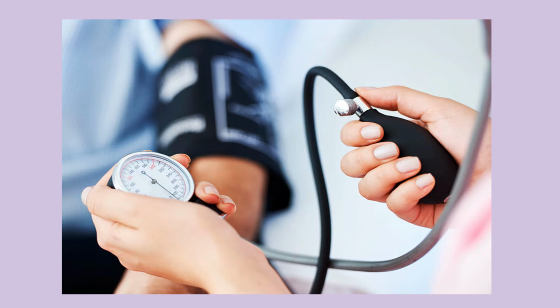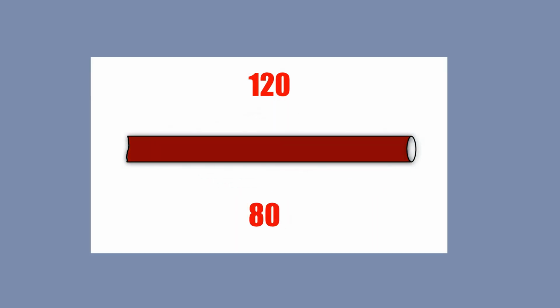BP is always measured in the upper arm artery, and there are two pressure readings. One measures the strongest pressure during the time blood is forced out of the ventricles. This is called systolic pressure. For a healthy person, it will be 120 millimeters of mercury.